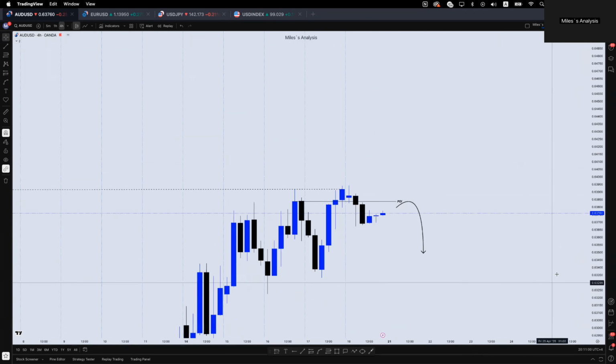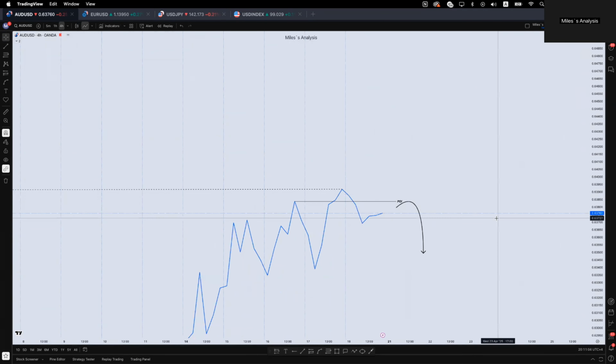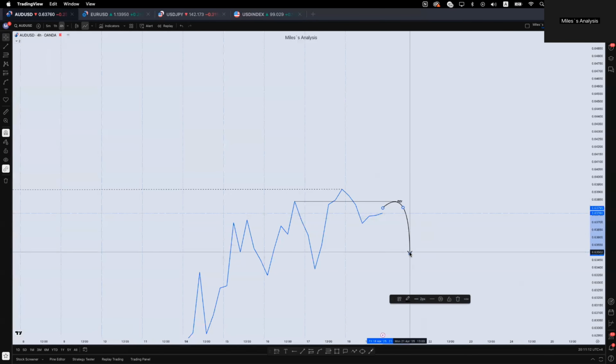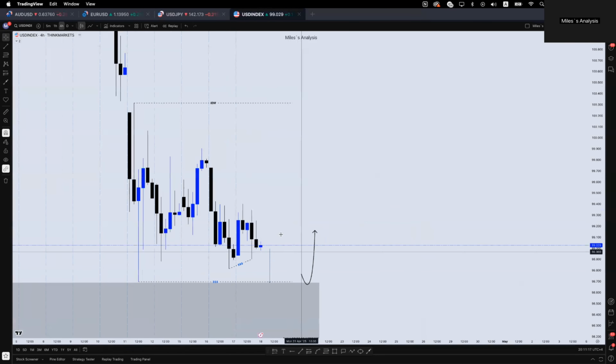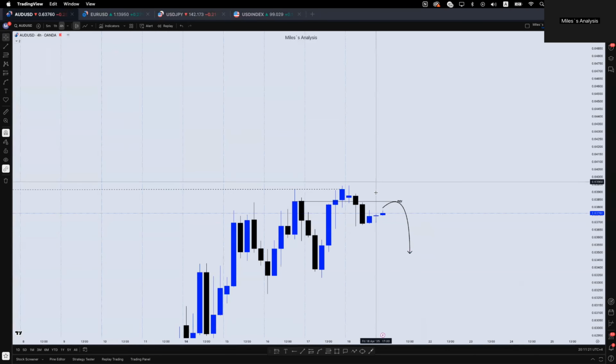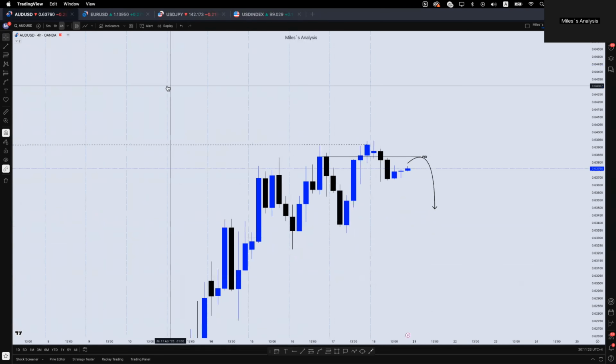So what I'm anticipating is price is going to start selling from this point of interest, which is something like a head and shoulders for those who trade price action. So price might continue a small bullish push, then continue bearish from here based on the USD index analysis, because the USD index is supposed to go down then up. So AUD USD is going to go up then down because of their correlation.